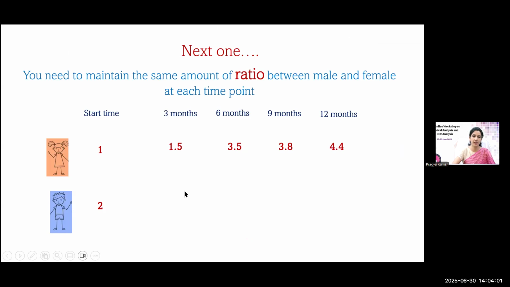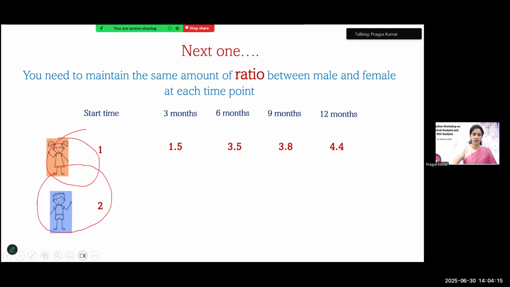For example, here if I'm comparing the hazard in male versus female. This is the female group and this is the male group. Suppose my start time is this, at 3 months the hazard is 1.5. So this is like 1 and 2, which means the hazard is twice here. So what will be the hazard here in the male at 3 months if my proportional hazard assumption is met and I say that it will be constant? So what should be the value of hazard here in male at 3 months?